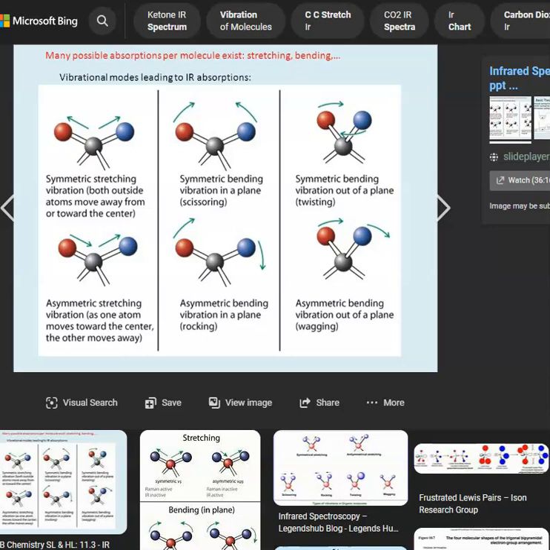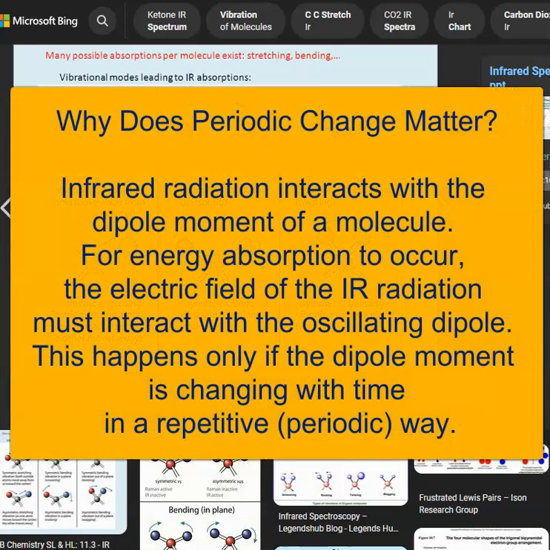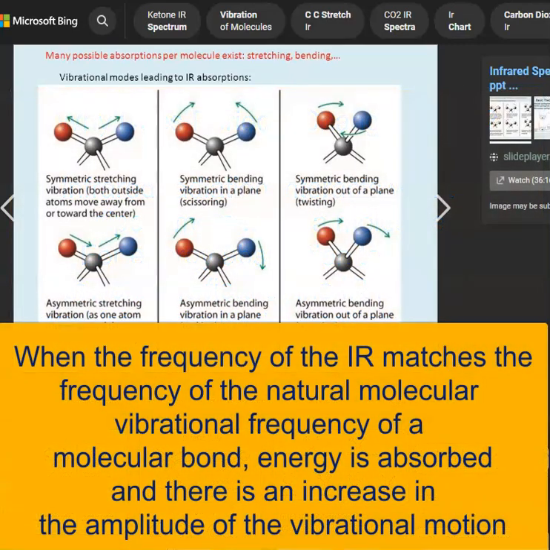Okay, so in terms of resonance and vibration modes, for the infrared to be absorbed, the vibration of the molecule must cause a periodic change in the dipole moment, and when the frequency of the infrared matches the natural vibrational frequency of a molecular bond, energy is absorbed, and there is an increase in the amplitude of the vibrational motion.